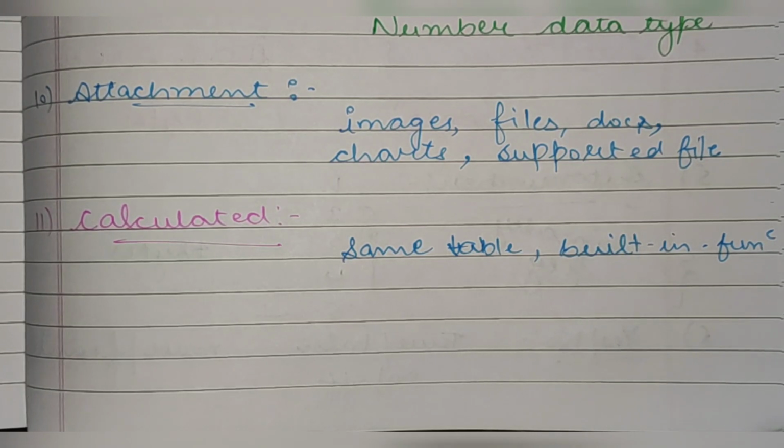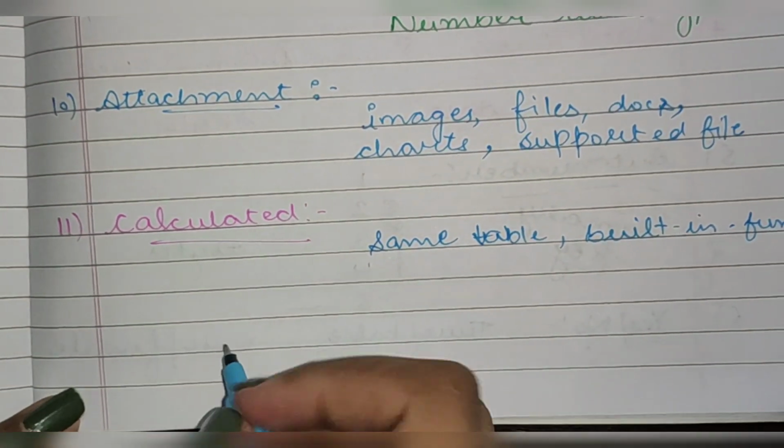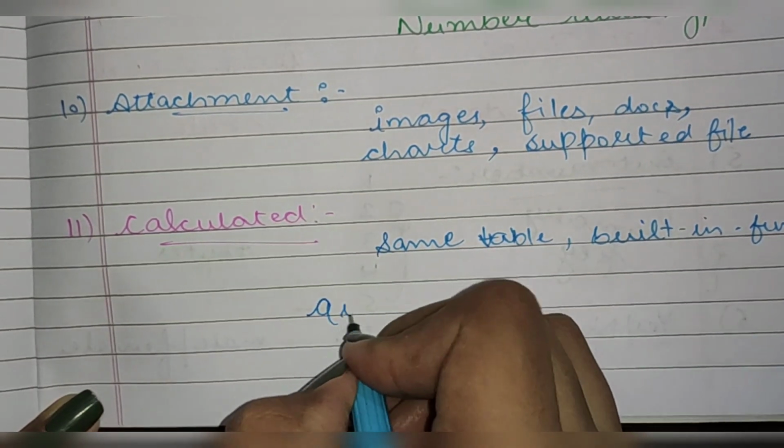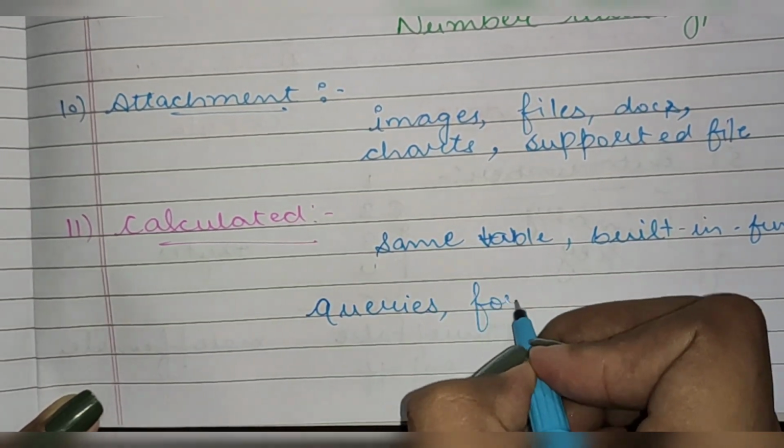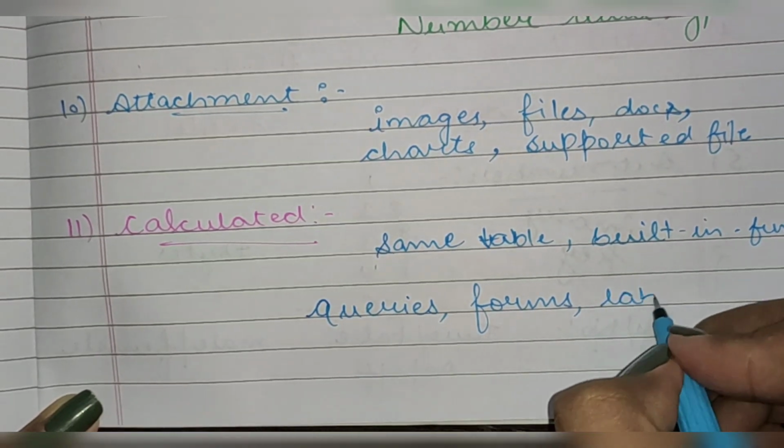Next data type is calculated data type. This data type is used when a user creates table fields that calculate values. The calculations can include values from fields in the same table, or we can use inbuilt functions as well. And these are mostly used in case of queries, forms or tables.